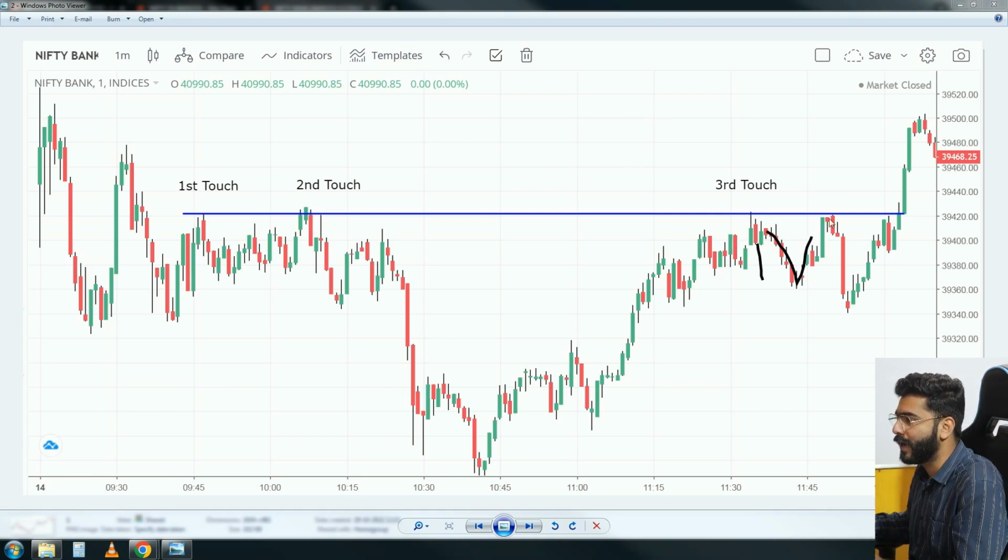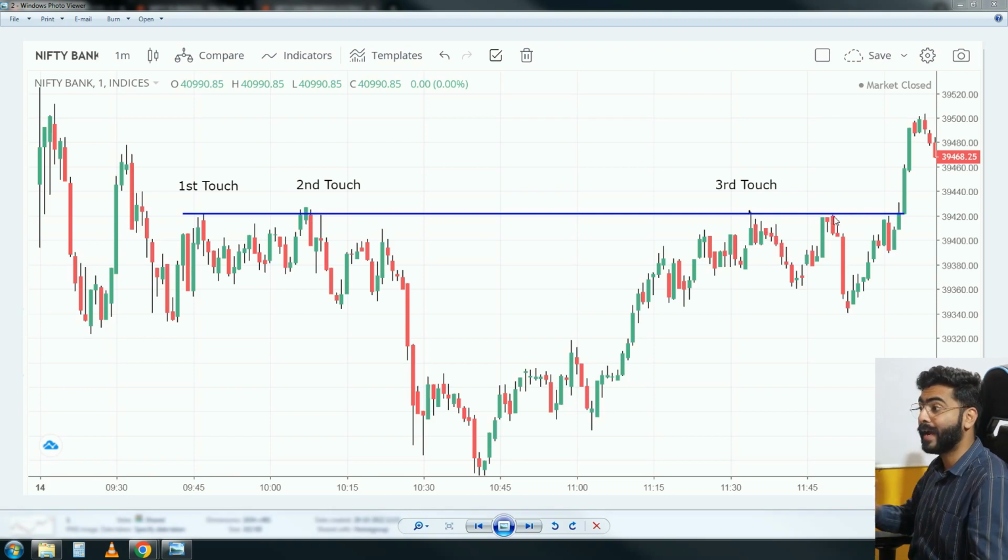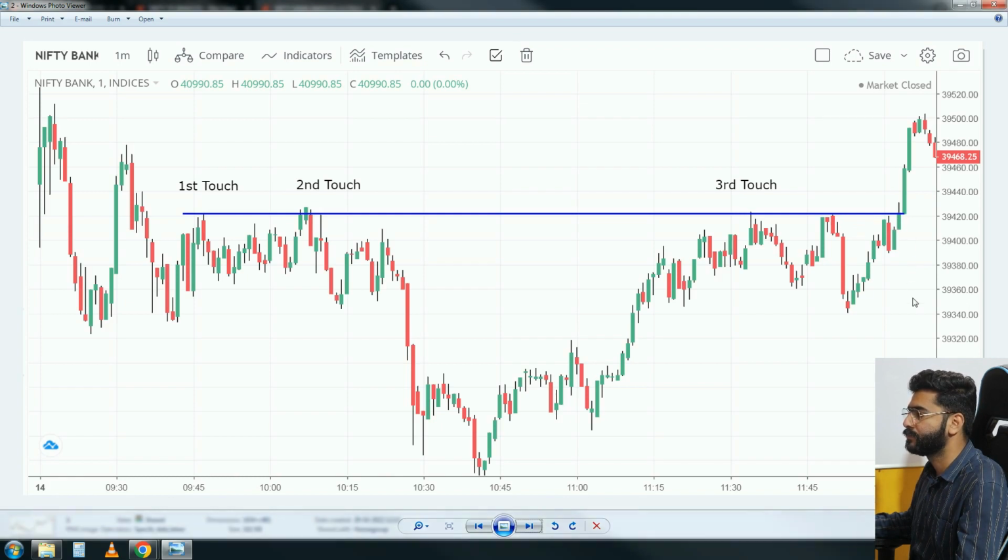What happened? Now the market comes for the fourth time. This is the fourth touch. But did the market break the high? I'll just remove the drawings. See, this is the high of the fourth touch. The market didn't break it, so technically your entry is not going to happen there. Your entry will trigger at this particular candle.